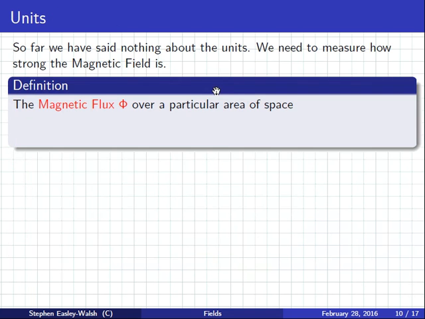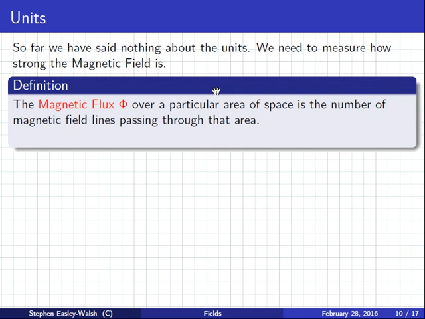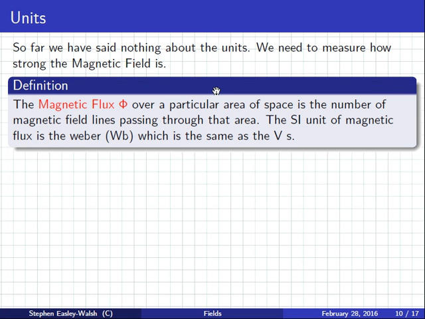Okay. So the magnetic flux over a particular area of space is the number of magnetic field lines passing through that area. The SI unit of magnetic flux is the Weber, which is the same as a volt-second.